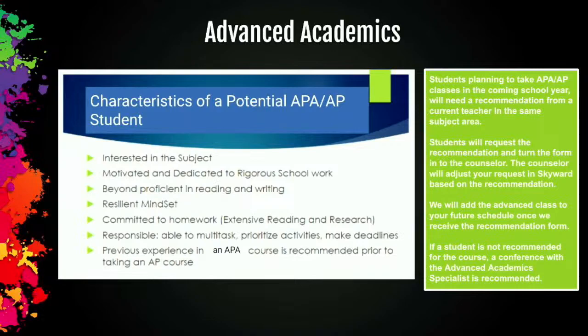So some things to remember when it's time for course selection. Students planning to take APA or AP classes for the 22-23 school year will need a recommendation from their current teacher in that subject area. Your students will request this recommendation in the spring of next year, and your counselor will adjust your request in Skyward based on their recommendation. We're going to add the advanced class to your future schedule once we receive that recommendation.